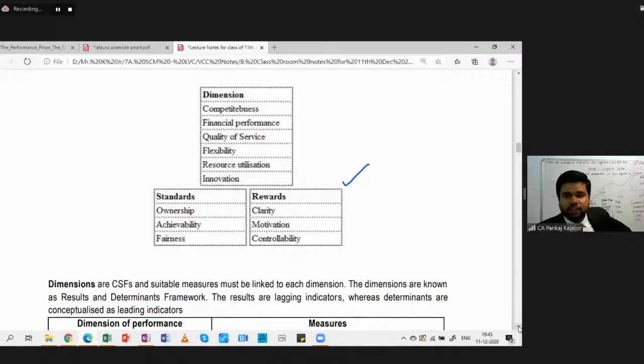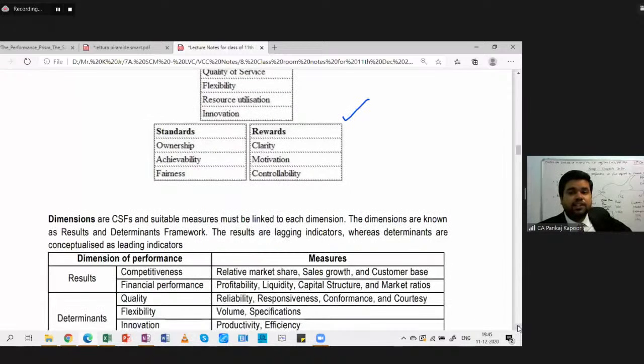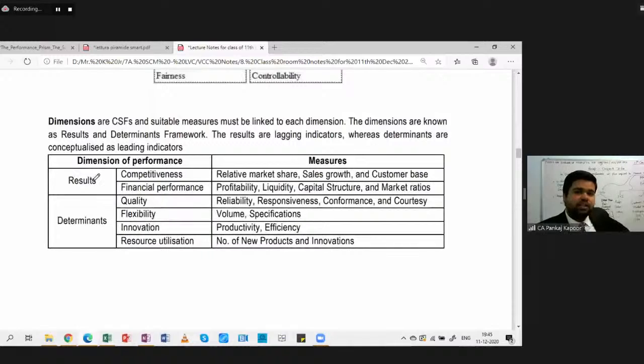Okay. Then further, this discussion is there that the dimensions are nothing but the critical success factors, which are important for every organization. It's important that you must have a competitive advantage. It is important that you must be profitable. It is important that you are selling a quality product. You are flexible. You are doing innovation. You are using your resources in an optimal manner. But how do you measure all these? You measure all these with the help of certain measures, certain indicators, and these indicators could be as follows.